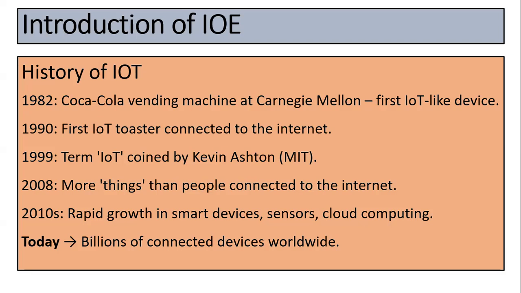Then second, the first IoT toaster was connected to the internet in 1990. And then similarly the IoT coin, then more things started, then people got connected to the internet. These are all happening year by year. Now millions and billions of devices are going to be connected worldwide over the internet.